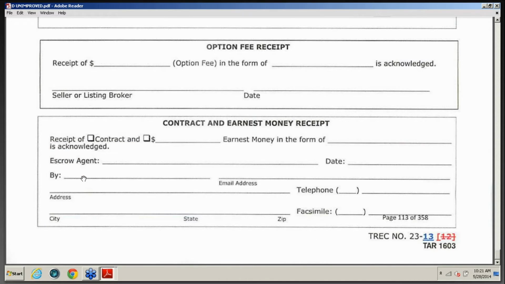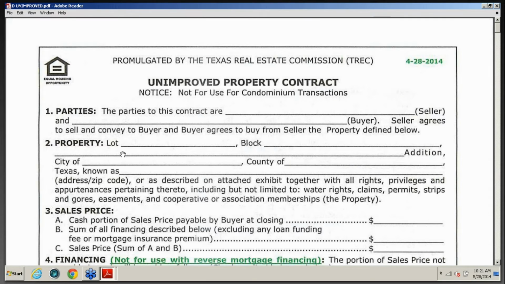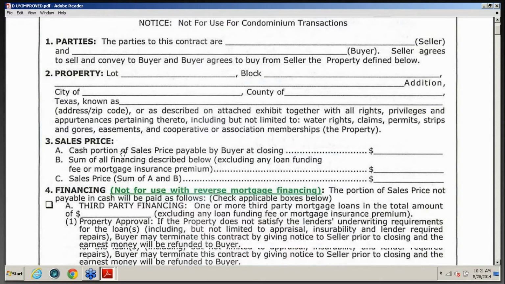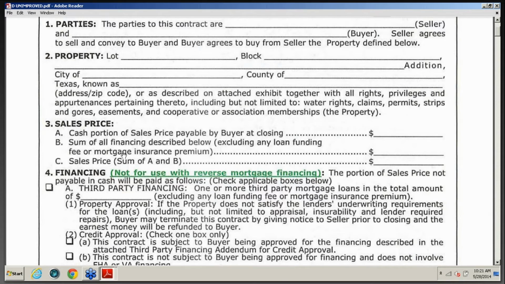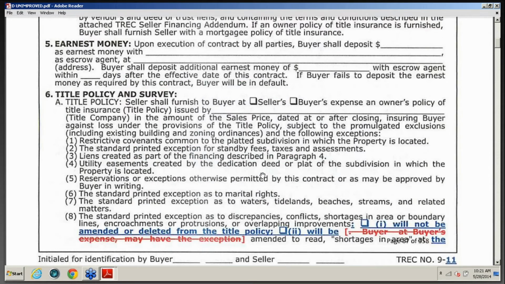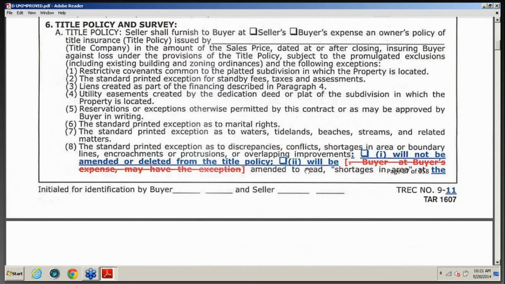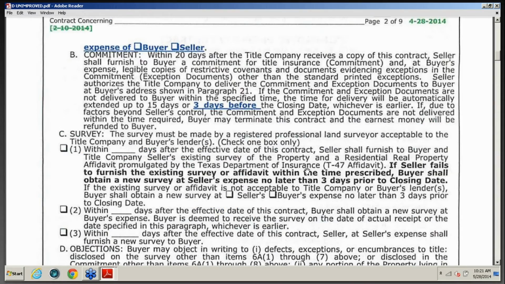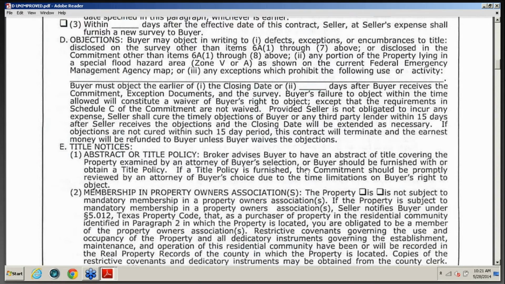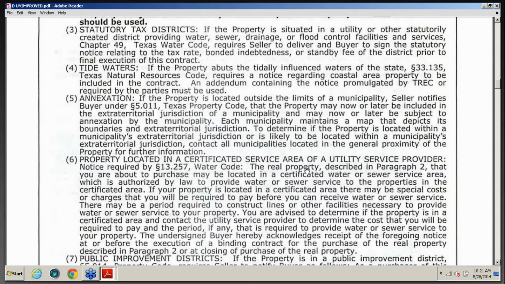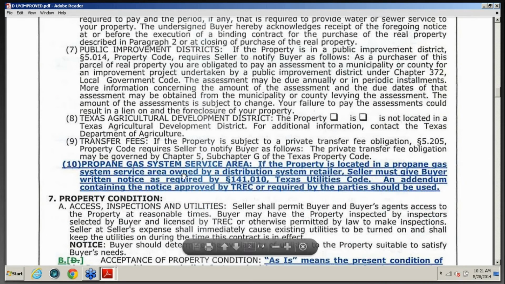All right, unimproved property. This is going to be very close to the same. This is going to be a TREC form 9-11, again 9-11. The financing, you have not for use with the reverse mortgage. Again, the amendment, you either will amend or delete from the title policy or will not. 3 days prior to closing, they deliver that. You have propane gas system.